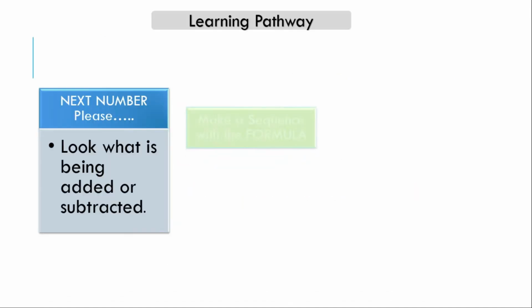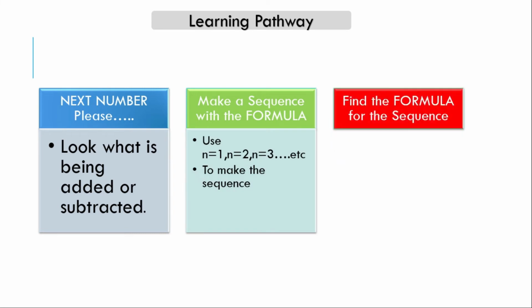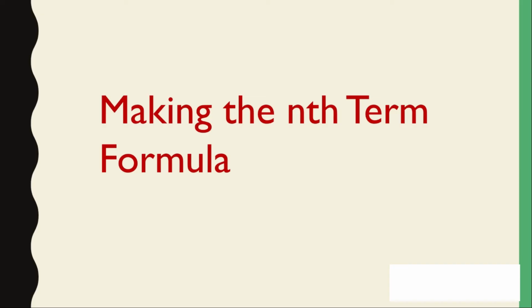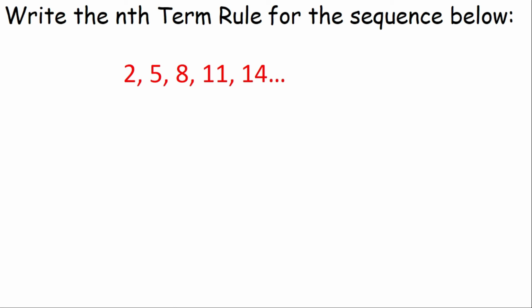Now we are moving on to the last topic, where you are going to make a formula for the given sequence, and let's see how that can be done. Making the n-term formula. You have a sequence 2, 5, 8, 11, 14. The first step is to find the first difference, and in this case you have a plus 3, so every time you're adding 3 to get the next term. So 3 is called the common difference, or the first difference, of this linear sequence.